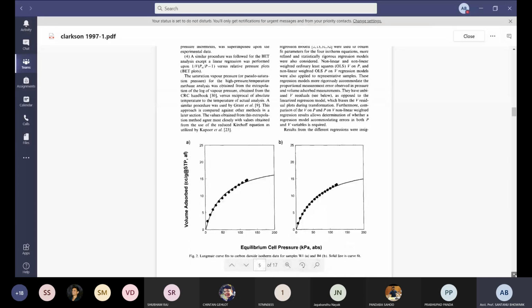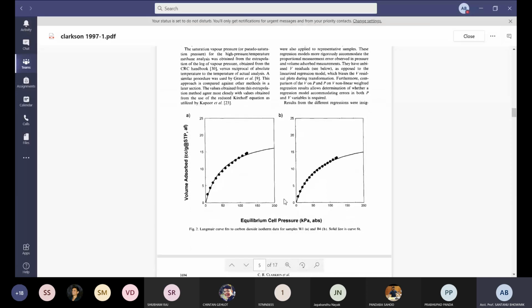This figure is for the carbon dioxide. You can see how much they have taken for the carbon dioxide, and the cell pressure is given in kPa. This is for the low pressure adsorption studies for CO2 adsorption. Okay, very low pressure. You can see the pressure in kilopascal, only 50 to 200. Okay, this is the variation. This is for the micropore adsorption.